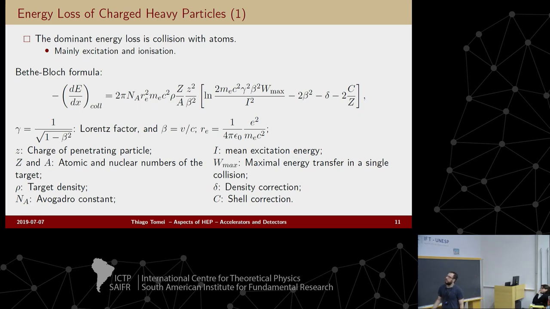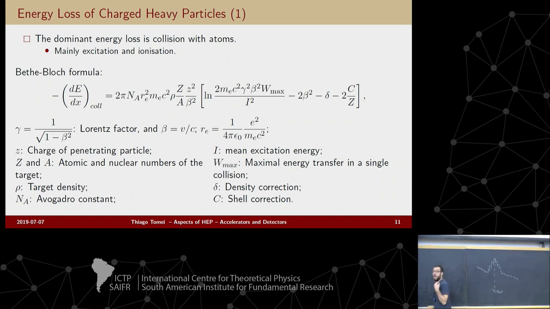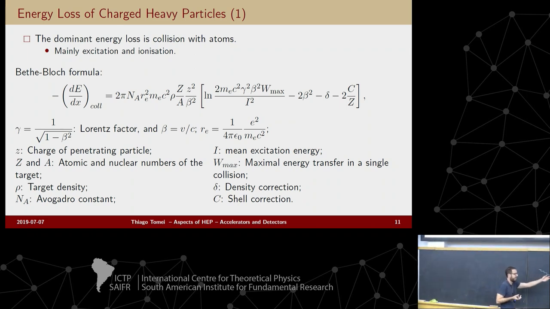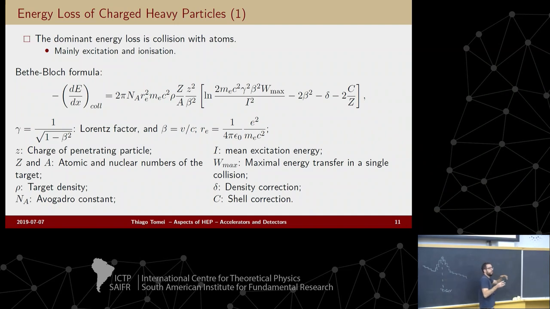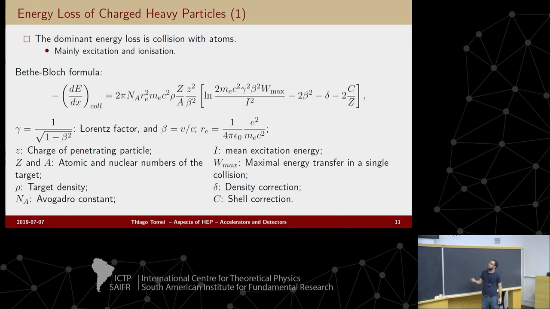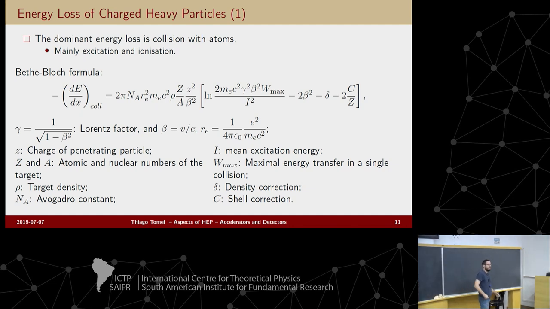The mean excitation energy, this I, is the hard part. Because how does the charged particle interact? It interacts with the atom, mostly with the electrosphere of the atoms, or in the case of a metal, for instance, with the electrons that are delocalized and make up the metal. And the question is, when the particle passes through, it excites the electron. What's the mean of this excitation energy? This is extremely material dependent, extremely model dependent. In general, it's a pain.